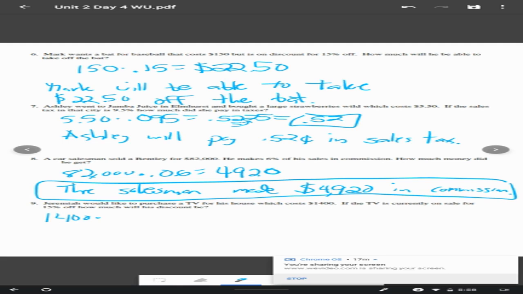15% divided by 100 is 0.15, or if you move the decimal to the left. So we would multiply those two numbers, 1,400 times 0.15. We get $210 total. So then the discount will be $210.